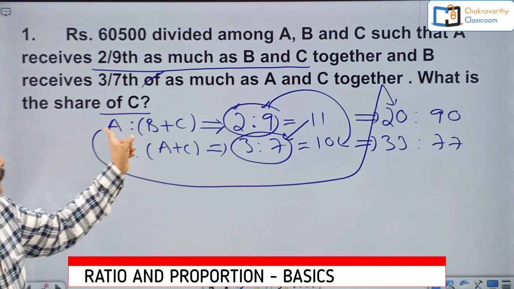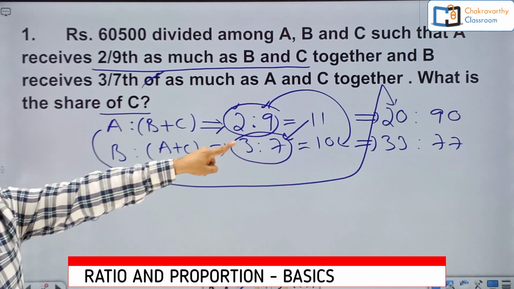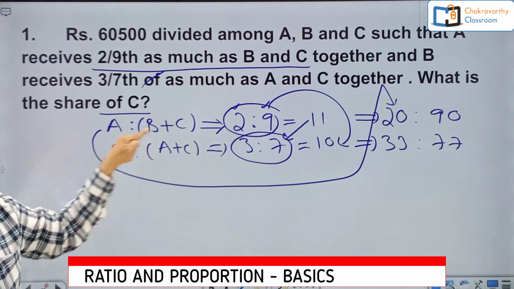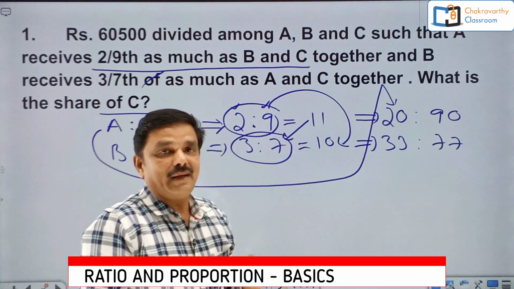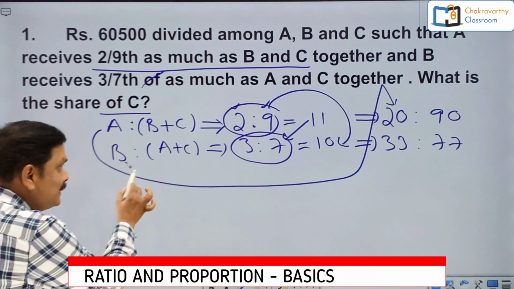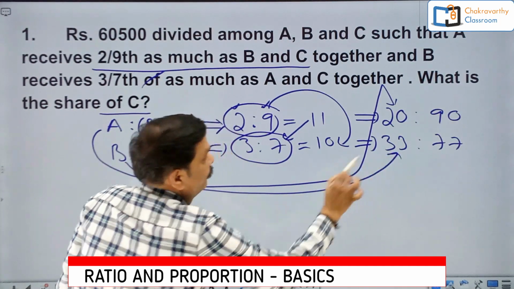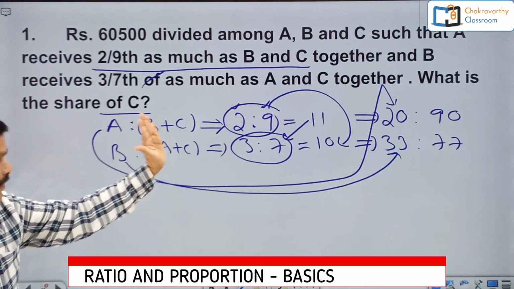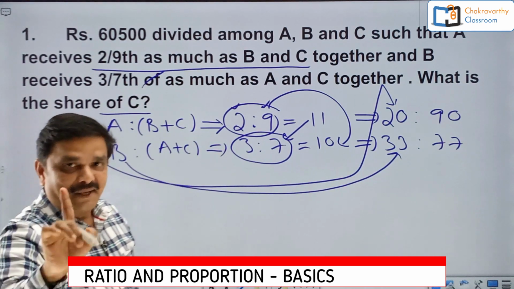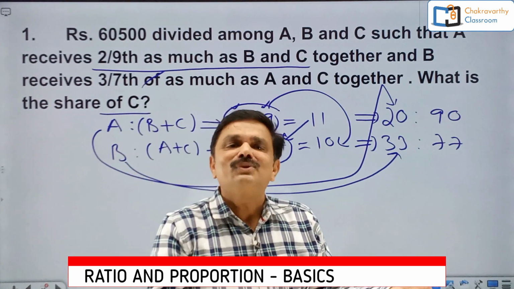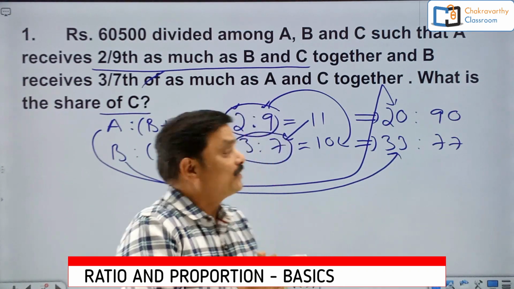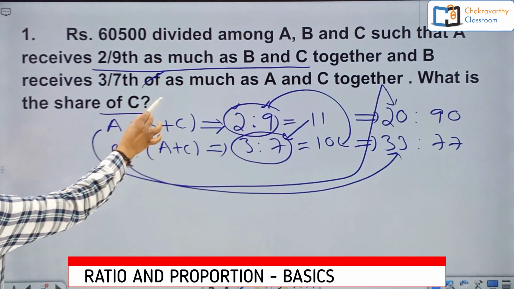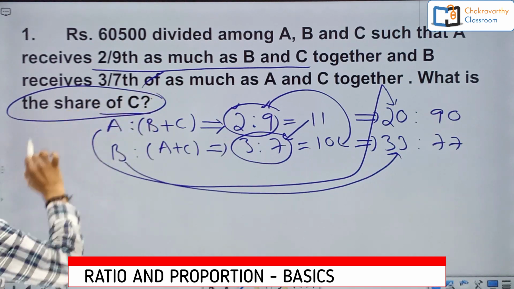Simple, because that is A plus B plus C. Sorry, A is to B plus C. A's share is 20. Similarly, B's share is 33, because here 33 is to 77 means B is to A plus C. Now we got the clarity, particularly the beginners. How simply I got this one? Because students, the question is what is the share of C? Actually I have to start from this end.